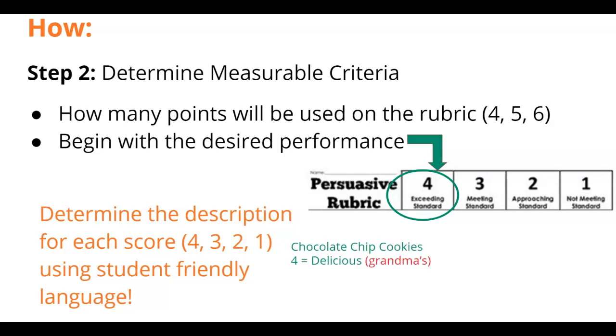For a 4, I would say these are delicious cookies, right? These are like grandma's home-baked, fresh, hot out of the oven cookies. A 3 is a good cookie.